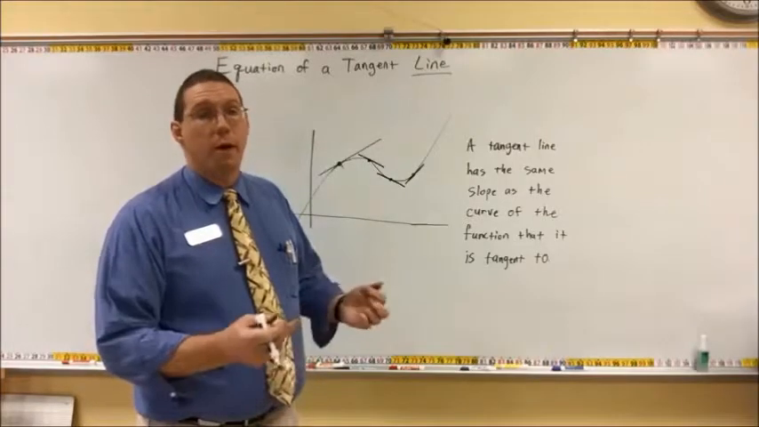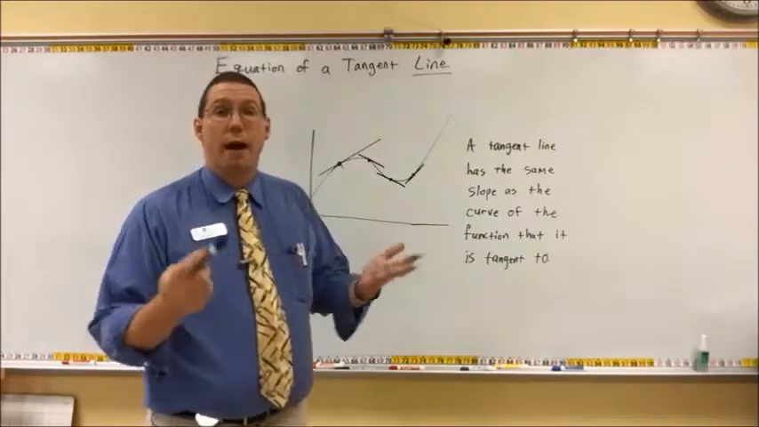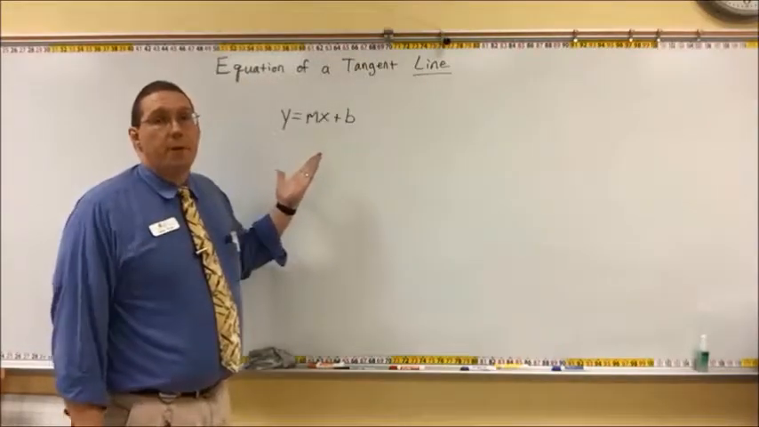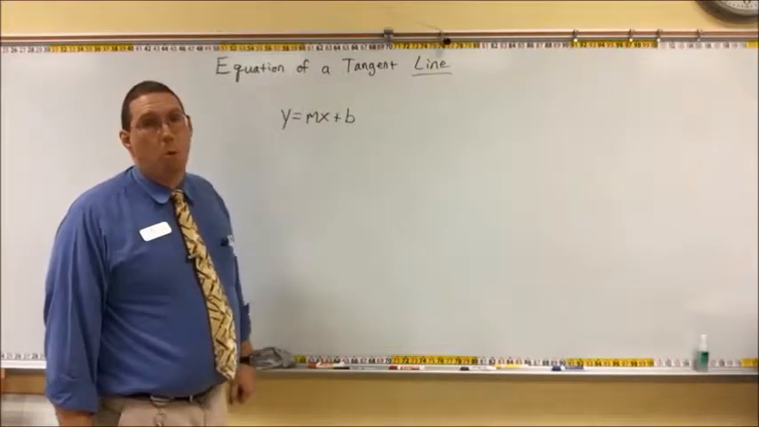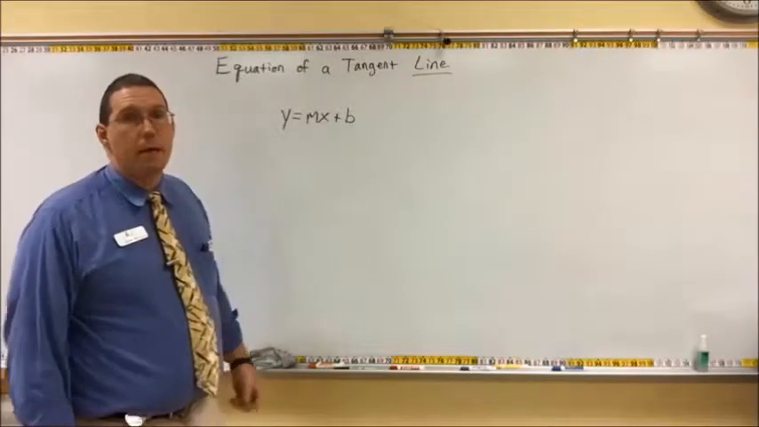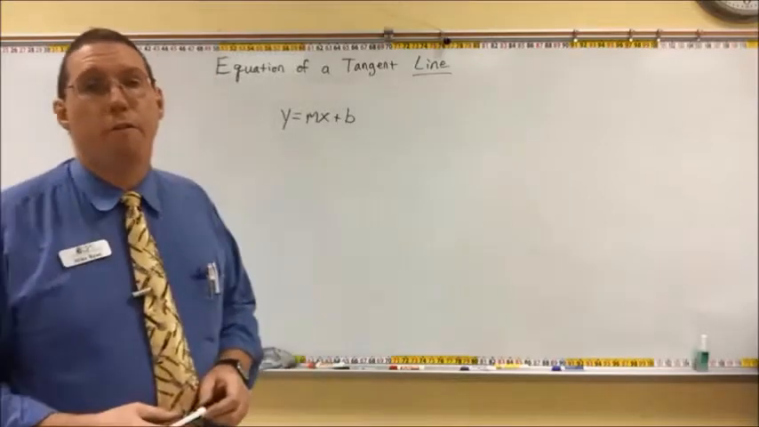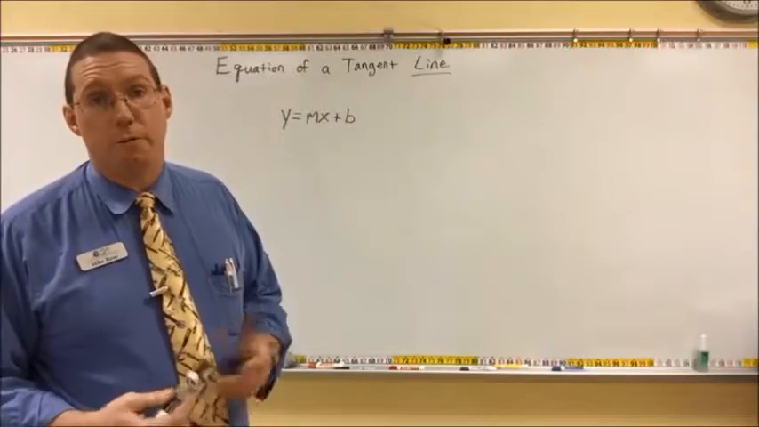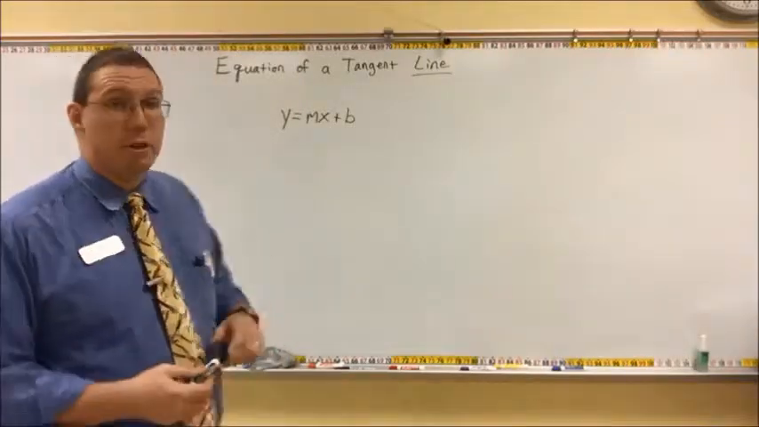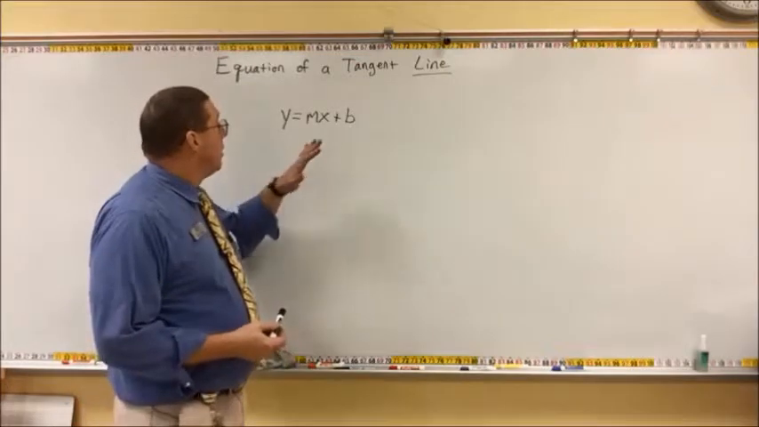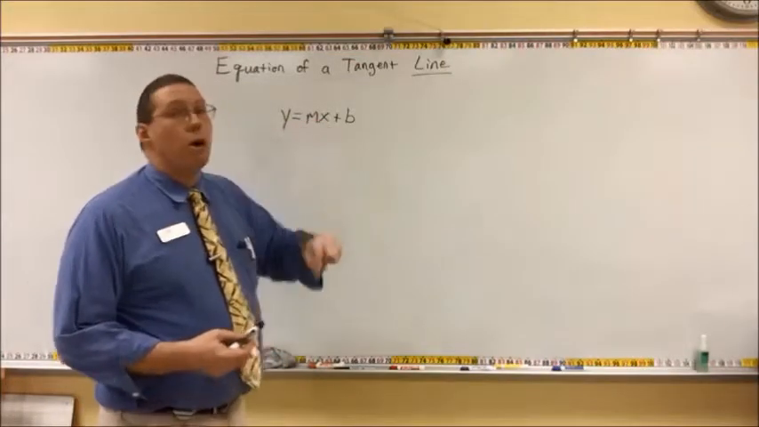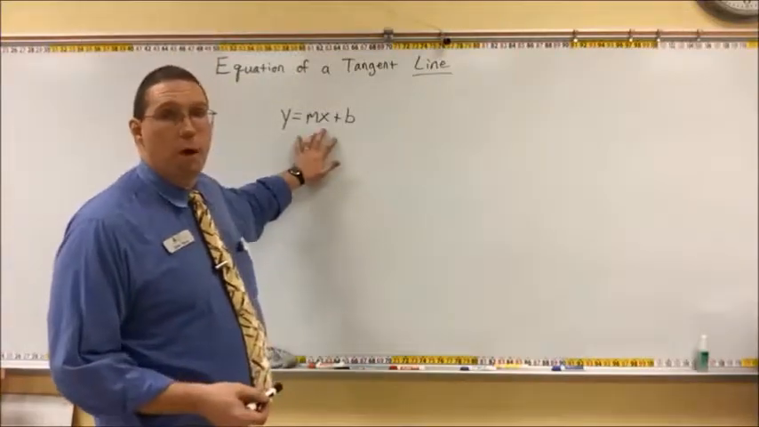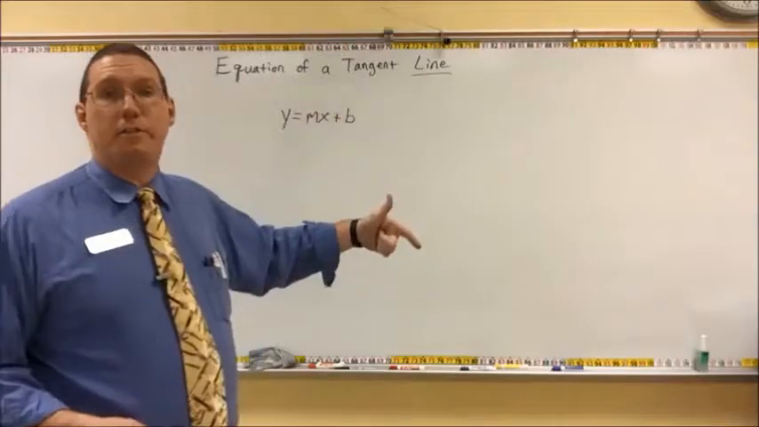Okay? So let's go ahead and review how to identify the equation of a line. You're probably familiar with the slope-intercept form, y equals mx plus b. It is probably the most popular form of a line in a high school algebra class, or analytic geometry class. But it's actually more difficult to use the slope-intercept form when you're identifying the equation of a tangent line.